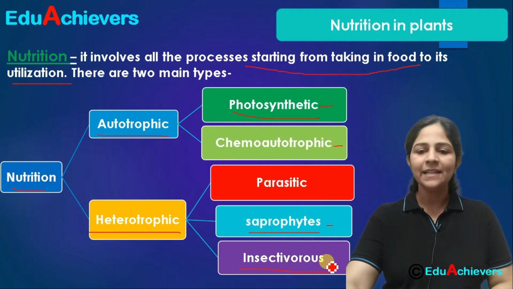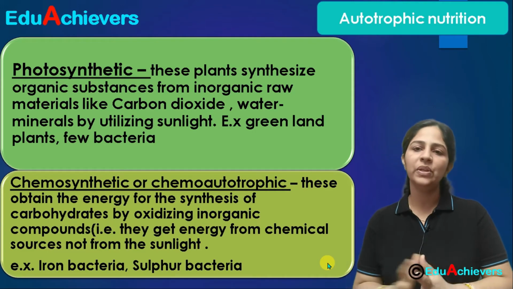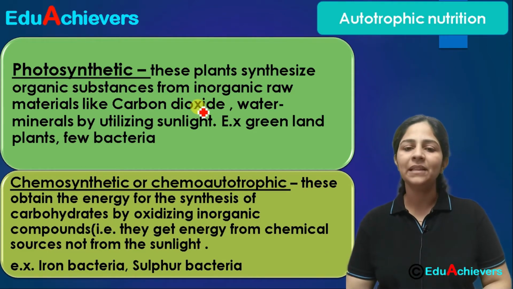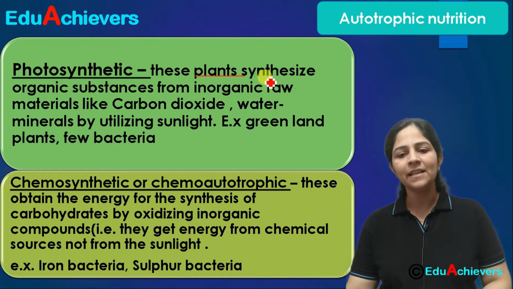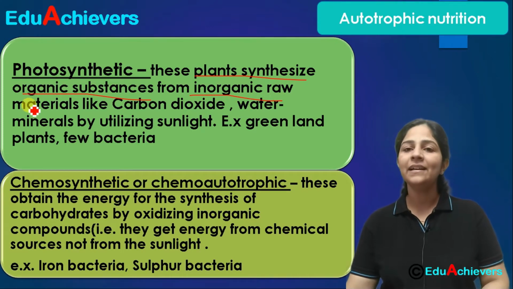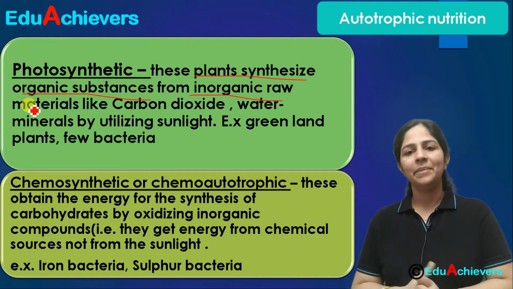Okay, so let's understand few in more detail. For example, when we talk about autotrophic nutrition, सबसे पहले आता है photosynthetic. Photosynthesis का मतलब क्या है? That these plants synthesize organic substances using inorganic raw materials. ये क्या कर रहे हैं? Inorganic raw material को use करते हुए अपना खाना बना रहे हैं.